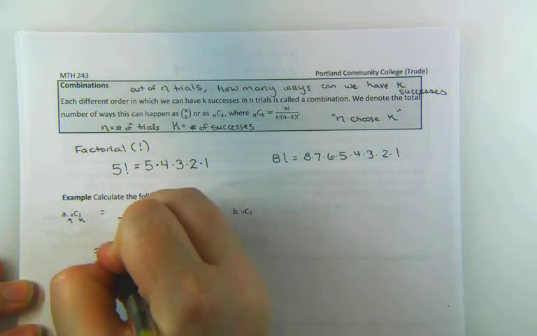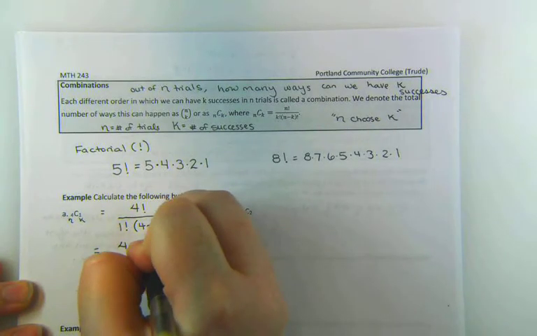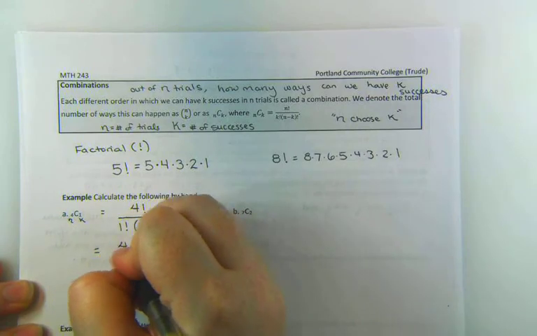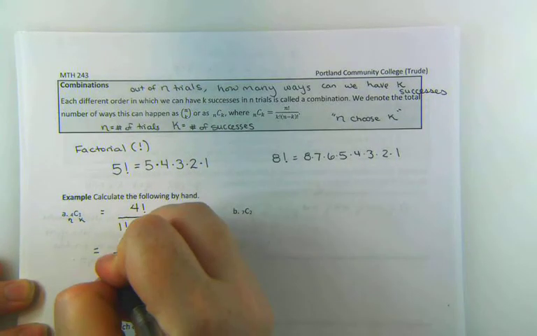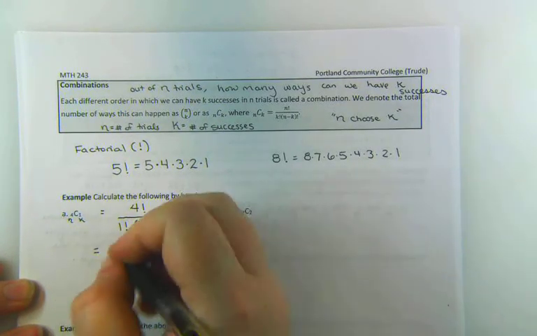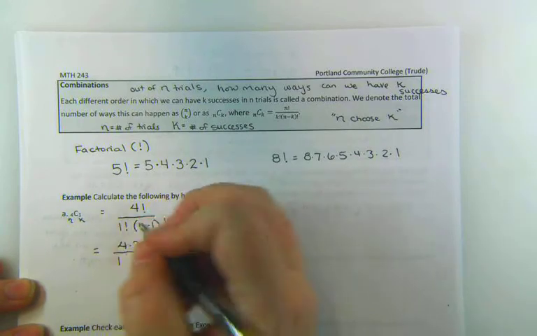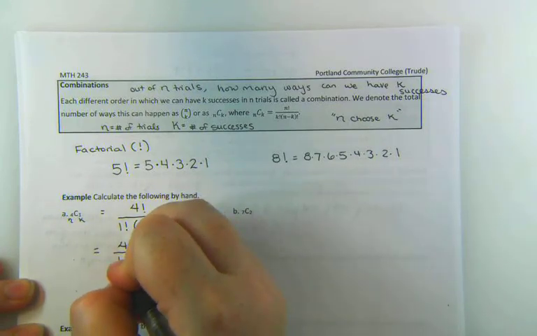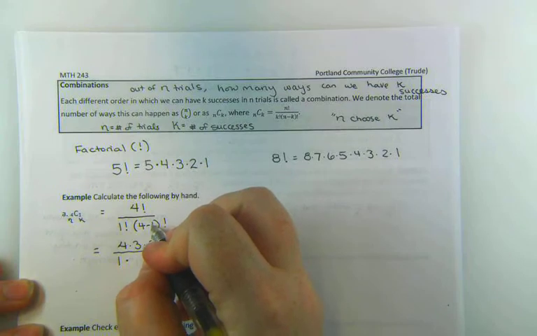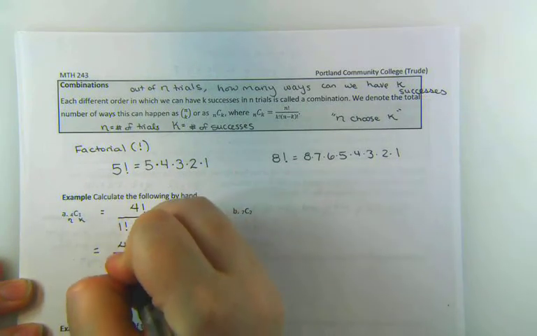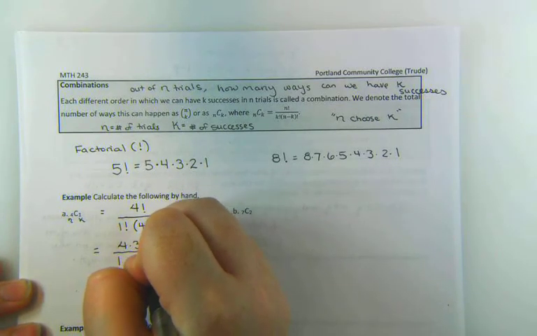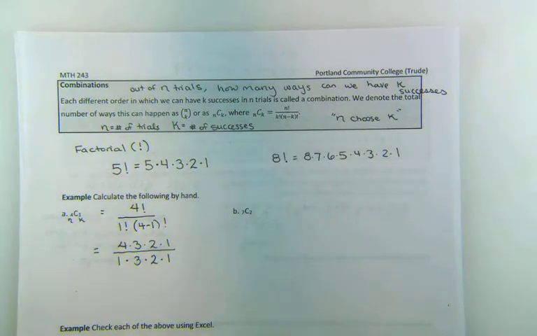And then what we want to do is expand it out. So 4 factorial is the same thing as 4 times 3 times 2 times 1, over 1 factorial, which is just going to be equal to 1. So that just changes to 1. And that's multiplying with, let's see, 4 minus 1 is 3. So we'd have 3 factorial, which is 3 times 2 times 1.